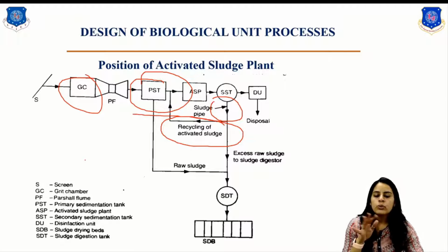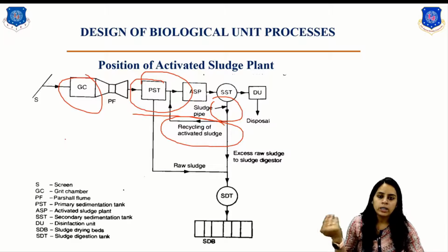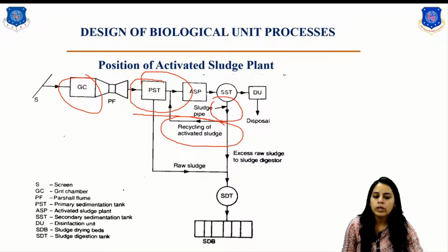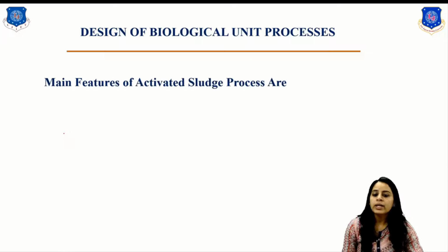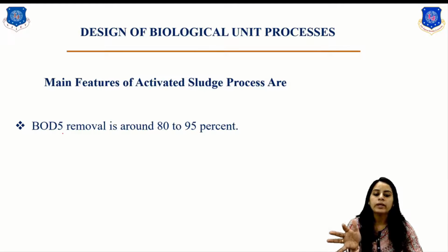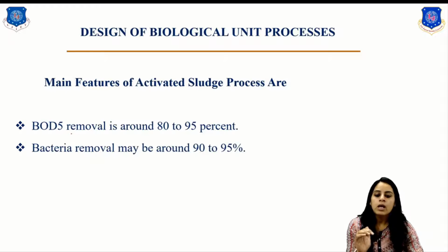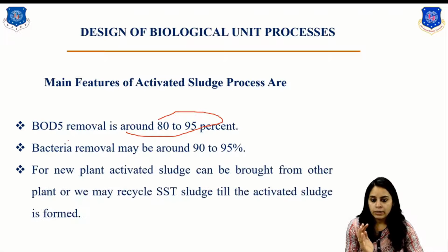Okay, so this is the position of the activated sludge plant in wastewater treatment. Now the next one: the main features of the activated sludge process. First, the 5-day BOD removal is around 80 to 95%, right? The second one, bacteria removal, may be around 90 to 95%.